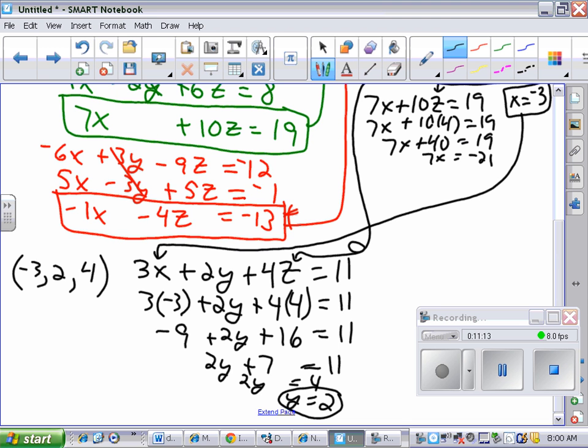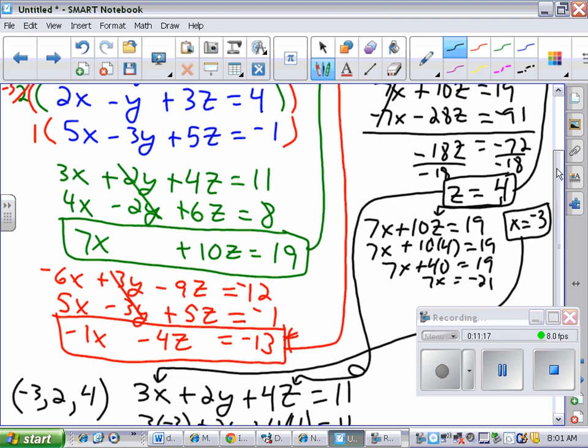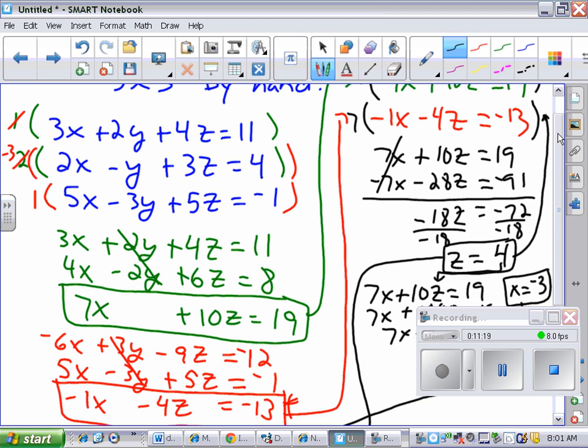Now, of course, you ought to take those 3 answers and go back. At least, you should really check it in all of them. But at least put it in one or the other. Since I used the top one to find the final variable, I would use one of these two just to double check that I've got it right. And if you do that, let's just do it in our heads here. What was x? Negative 3. What was y? 2. And what's z? 4.